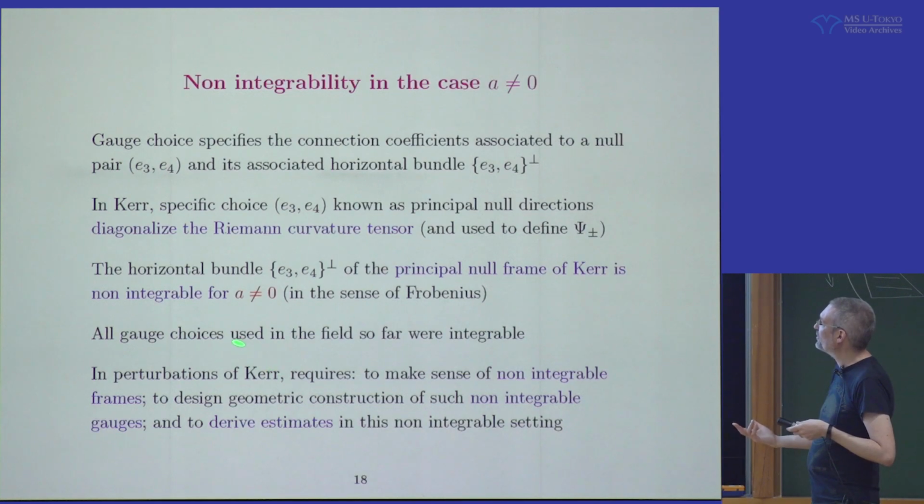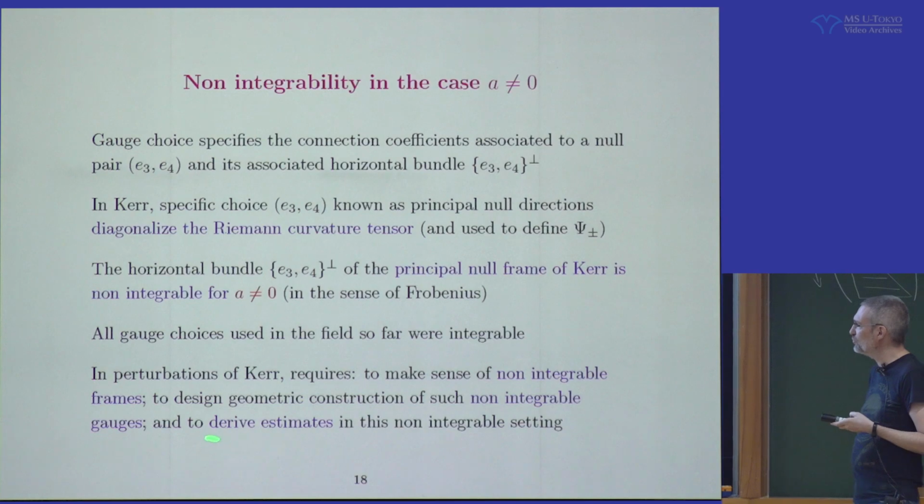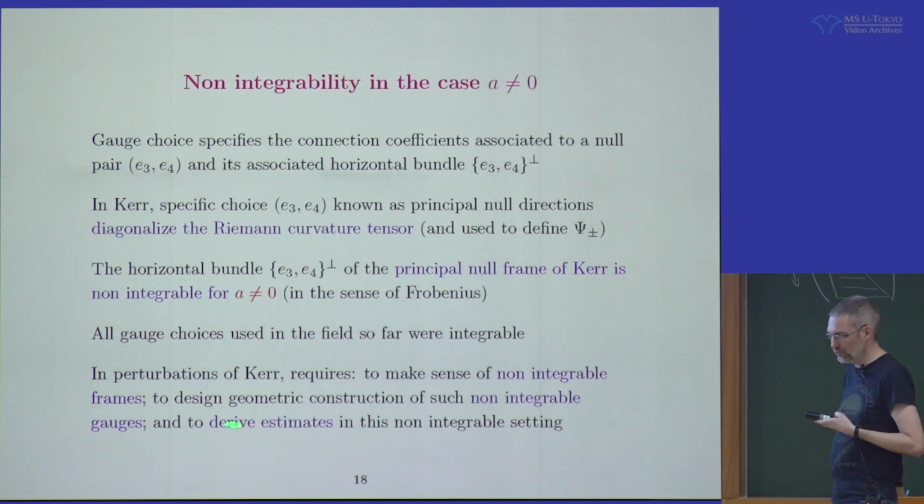So now if I am in perturbation of Kerr, of course, I have to work with non-integrable gauges. And this required us in this joint work with Elena Giorgi and Sergiu Klainerman, first of all, to make sense of a formalism using non-integrable frames. So we had to generalize the formalism used so far in the field of Christodoulou and Klainerman. Then, of course, the next task is to find geometric constructions for these non-integrable gauges. And finally, the third task is to find a way to derive estimates using non-integrable frames, which have their own sets of difficulties, exactly because of non-integrability. This induces difficulties, in particular, when you try to estimate elliptic systems of Hodge type on your spheres.